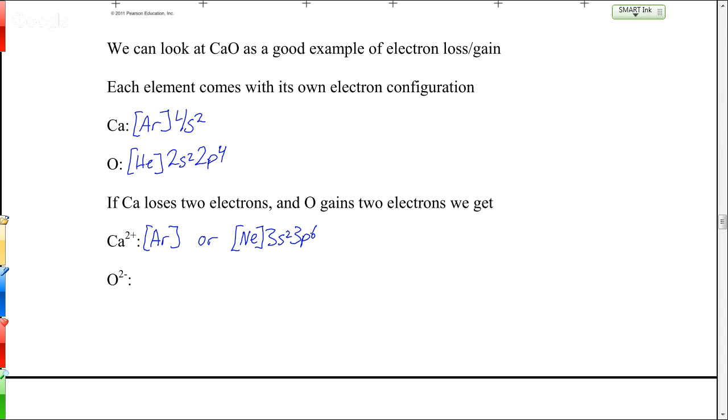And then what about oxygen 2 minus? So if we add 2 electrons to oxygen, what do we get? Yeah. Well, we could have 2 different choices there. We could write it out, showing 2 more electrons going into those p orbitals, or we could just call that neon.